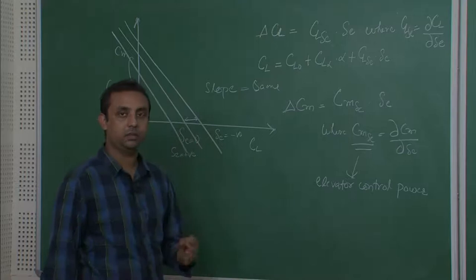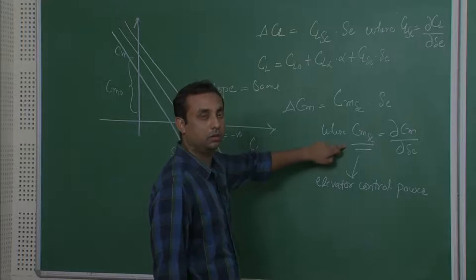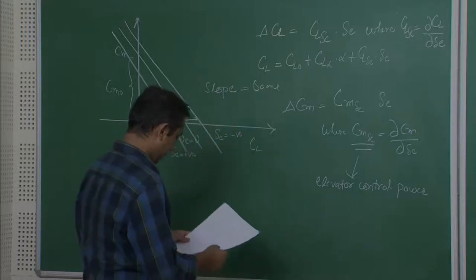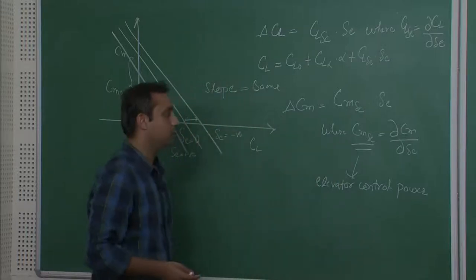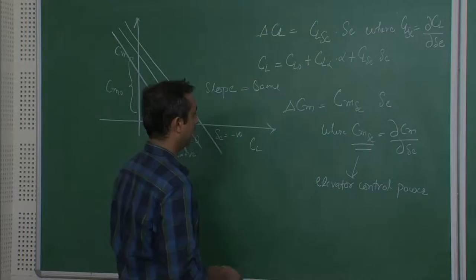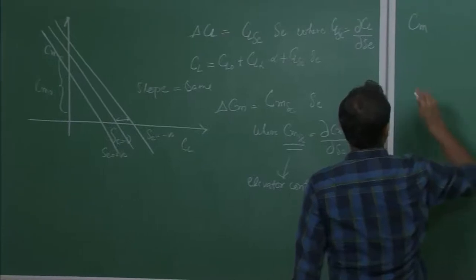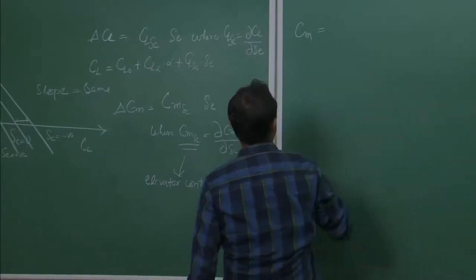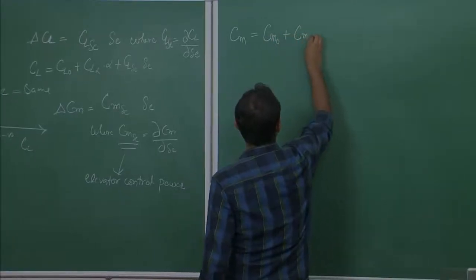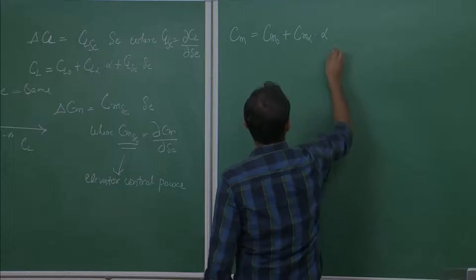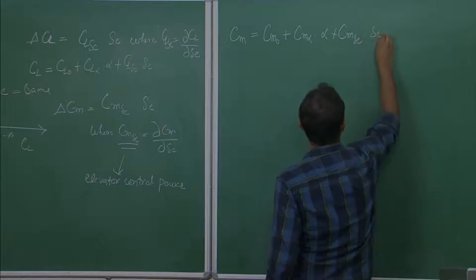How effective is your control surface or elevator? It is determined by this aerodynamic coefficient. The larger the value of Cm delta E, the more control you will have over your pitching moment, and we have already seen that the total pitching moment of an aircraft is given by Cm naught plus Cm alpha into alpha plus Cm delta E into delta E.